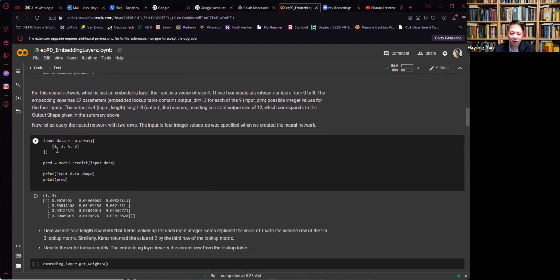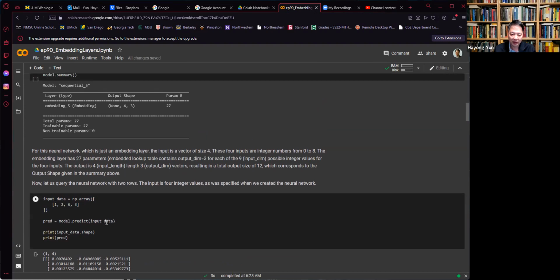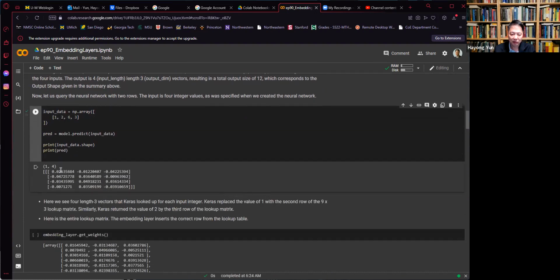So 4 numbers here. Each number has to be between 0 and 8, isn't it? Because it has 9 categories. So the first input data was category 1, then category 2, category 6, and category 3. So that's the 4 input information coming in. You put that in that model we just had and predict, and it will spit out this.